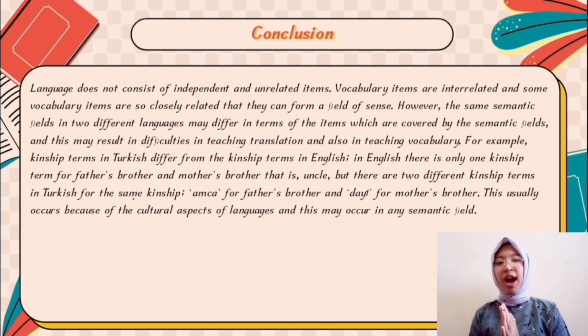For example, kinship terms in Turkish differ from the kinship terms in English. In English, there is only one kinship term for father's brother and mother's brother, that is uncle, but there are two different kinship terms in Turkish for the same kinship: amca for father's brother and dayı for mother's brother. This usually occurs because of the cultural aspects of languages, and this may occur in a semantic field.